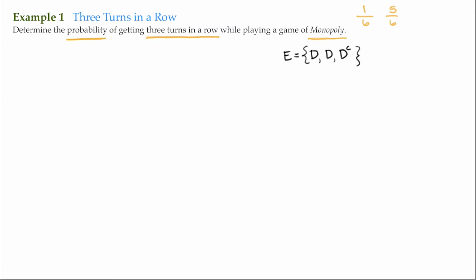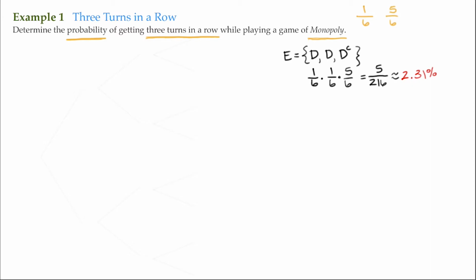So using the fundamental counting principle, 1 out of 6 of this happening, 1 out of 6 of this happening, and 5 out of 6 that happens, we just multiply these events together. 1 out of 6 times 1 out of 6 times 5 out of 6, that's 5 out of 216, which is approximately 2.31%. So we have approximately a 2.31% probability that when we're playing Monopoly, we'll get 3 turns in a row.